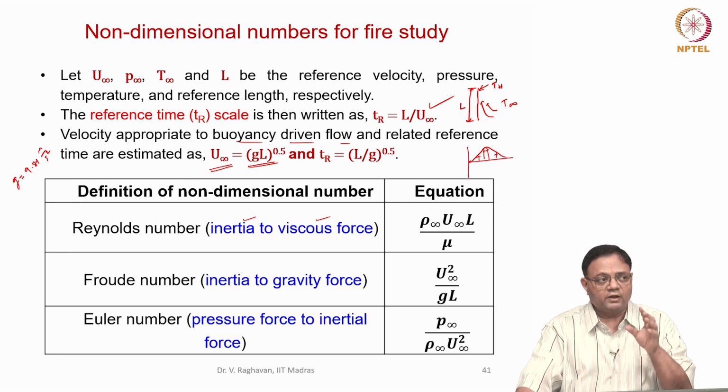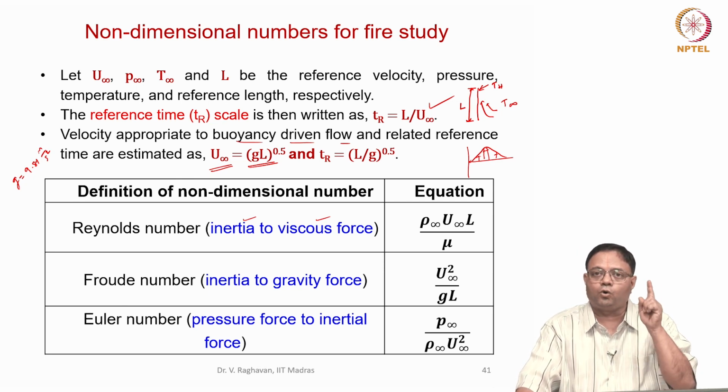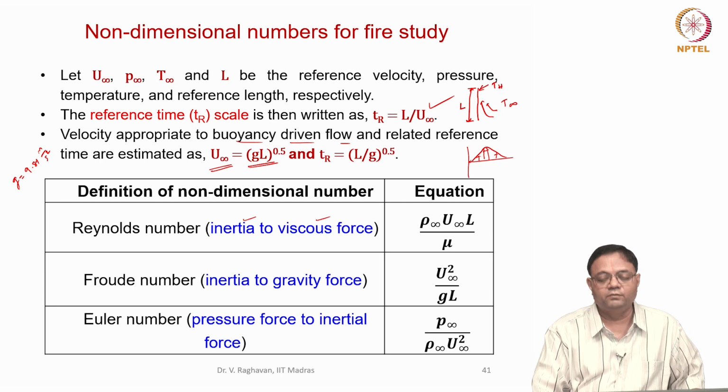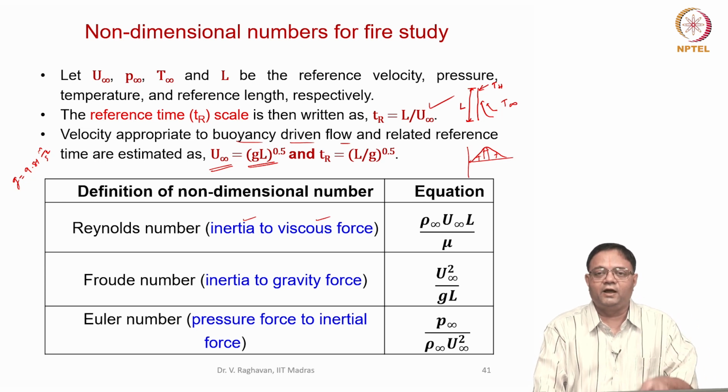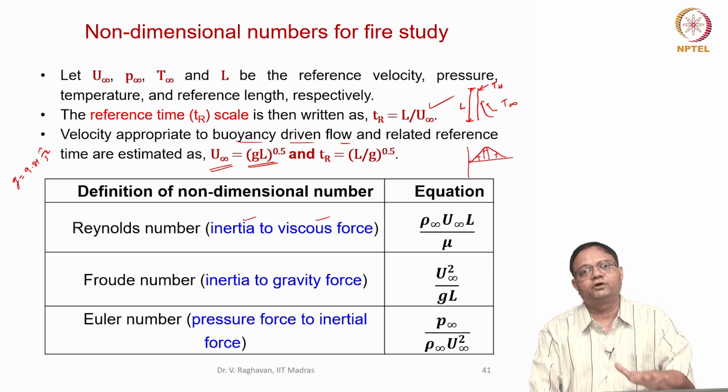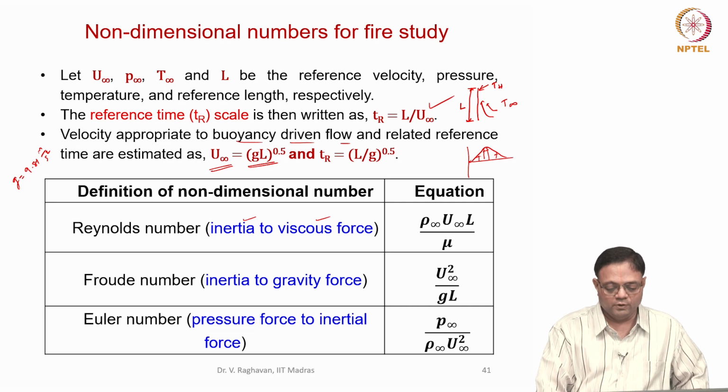So now, if the characteristic of this flame is controlled by the convection or by the buoyancy, that can be determined by the Froude number. Whether the flame formed is momentum controlled or inertia controlled or buoyancy controlled can be determined by the Froude number. Then Euler number.